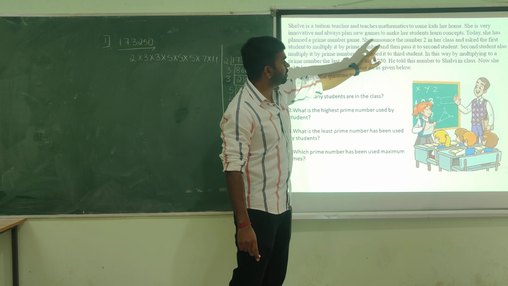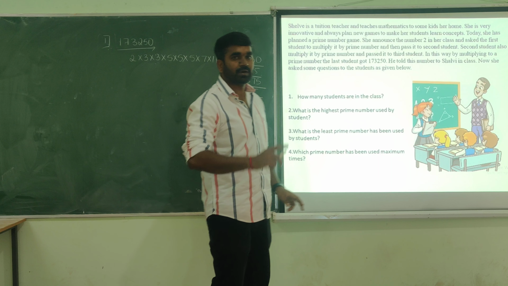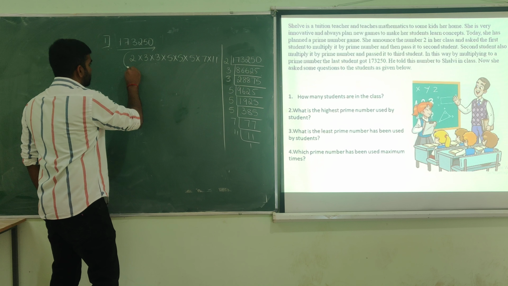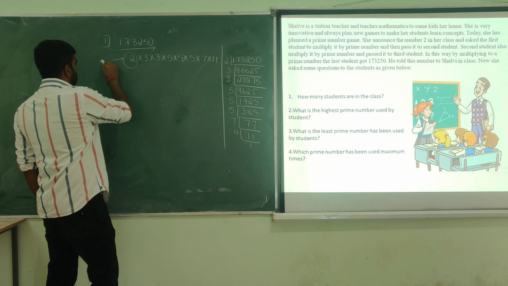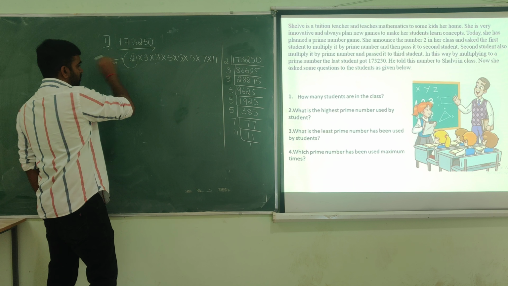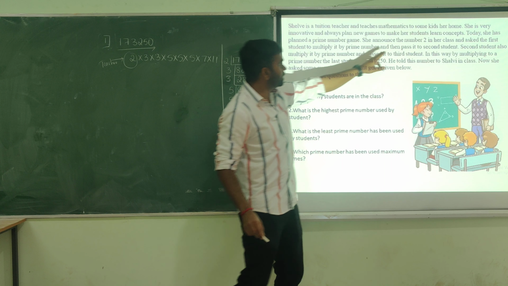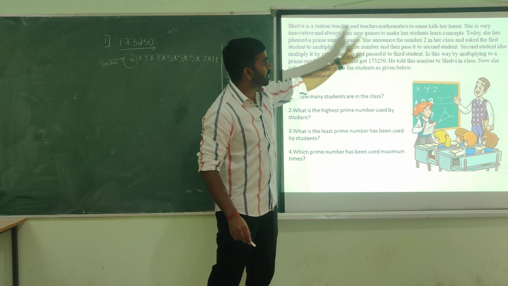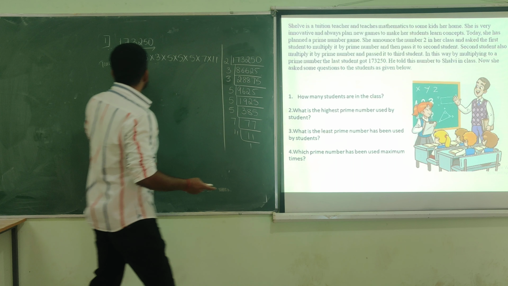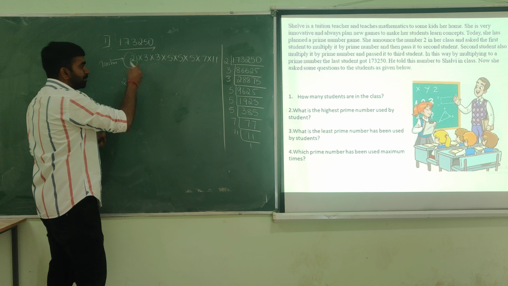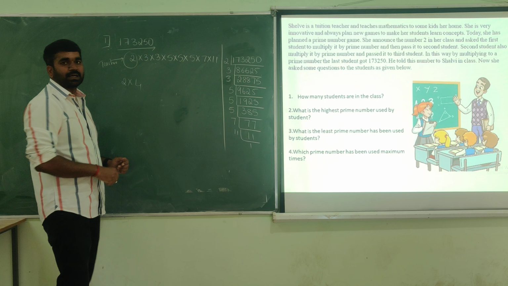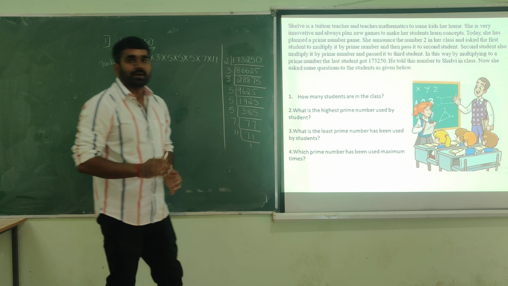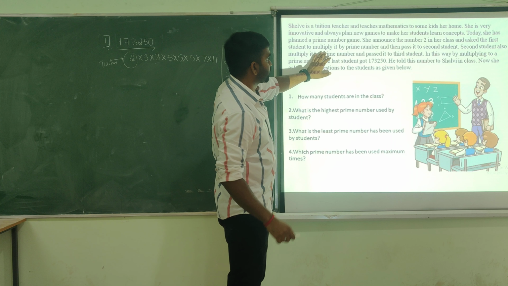She announces the number 2 in her class. This is the number told by the teacher, that is 2. She asks the students to multiply the prime number and then pass it to the next step. It means the student has to multiply the prime number itself. They cannot multiply other numbers. They have to go on multiplying the prime numbers.